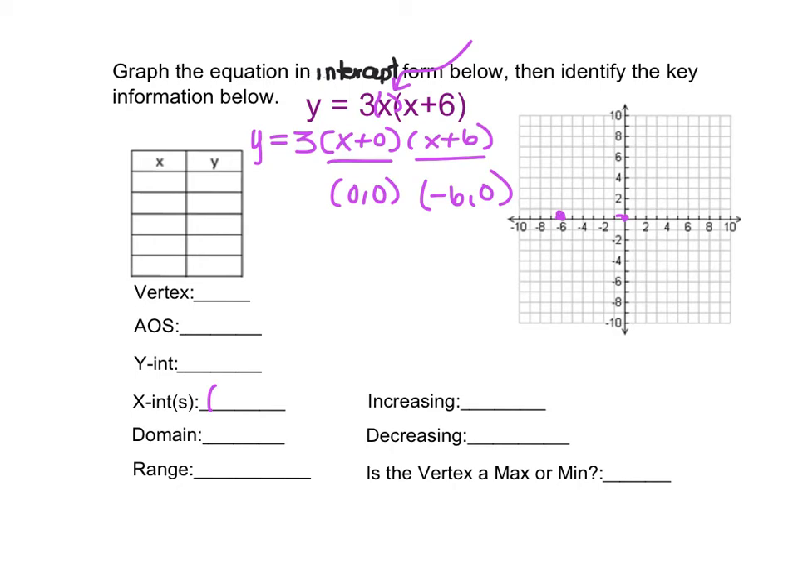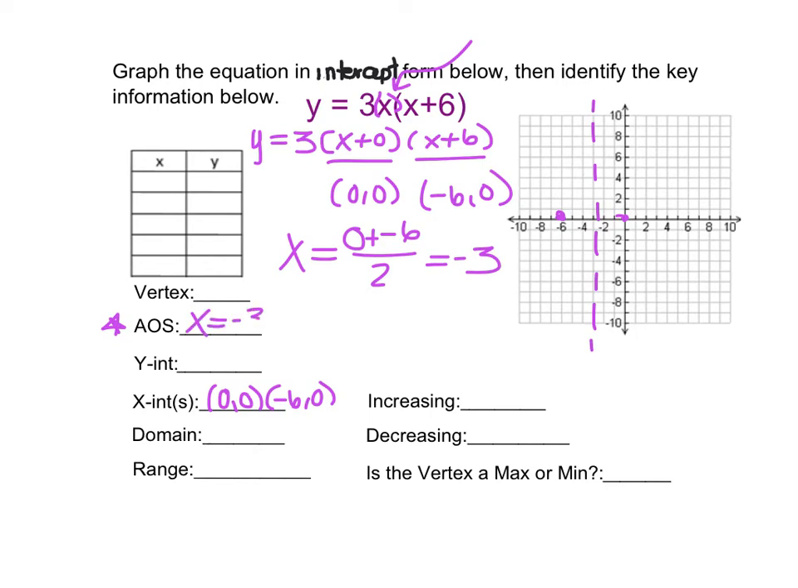So then from here, we need to find our x-intercepts and label them. So here we're going to label them down here. And then we need to move on to find our axis of symmetry. And remember, our axis of symmetry is calculated by taking those 2 x-intercept points and averaging them. So in this case, we're going to get 0 plus -6, which is -6, divided by 2, which gives us -3. So here we have our axis of symmetry right here at -3. So we have x equals -3.